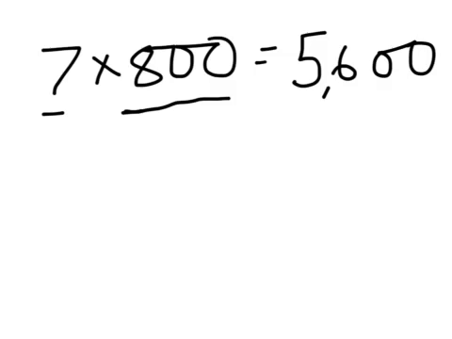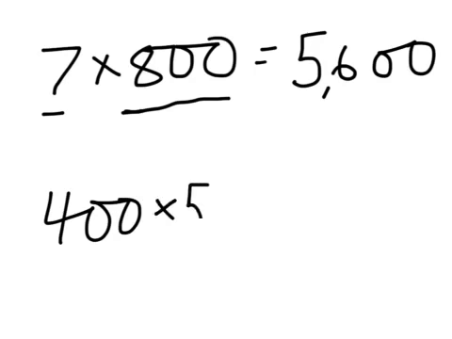Let's have one more go. Just one more. You can have a go by yourself here. Let's do 400 times 50 equals. Okay, press pause. Have a go. I hope that you paused me, and we're back now. Let's have a go at the sum.